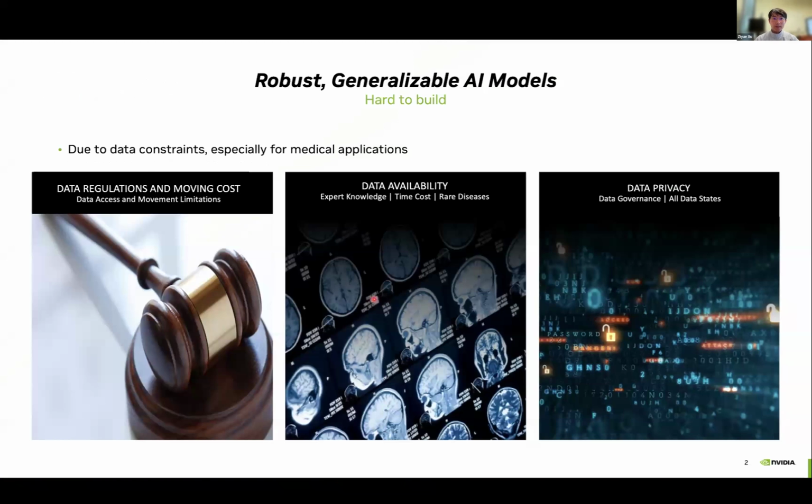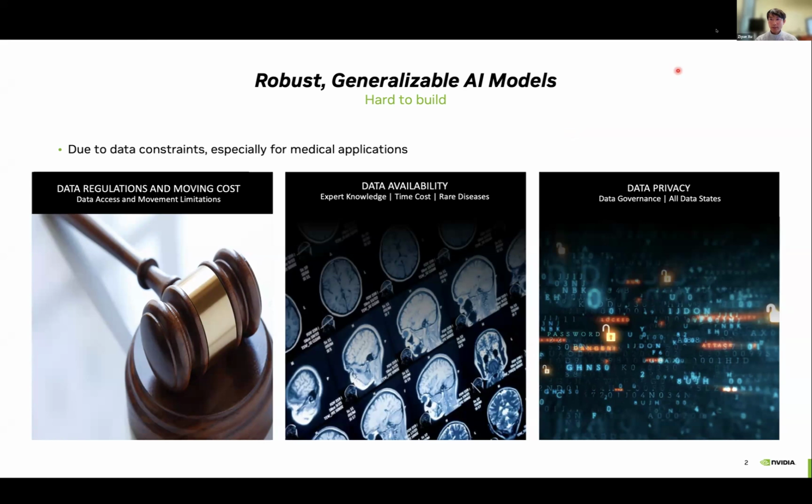So why do we need federated learning? As we know, people discuss and query a lot about different aspects of AI model development, but there is one common consensus that only few people will argue: in order to build a robust and generalizable AI model, we mostly rely on the quality and quantity of our data. However, that is also the reason why such a model is hard to build, because there are a lot of data constraints, especially in the medical applications domain. For example, the main reason is data regulations, and sometimes it's purely the cost of data movement that restricts data access. You may have so much data that it takes months to move from one place to another so that you can collect it in a centralized manner.